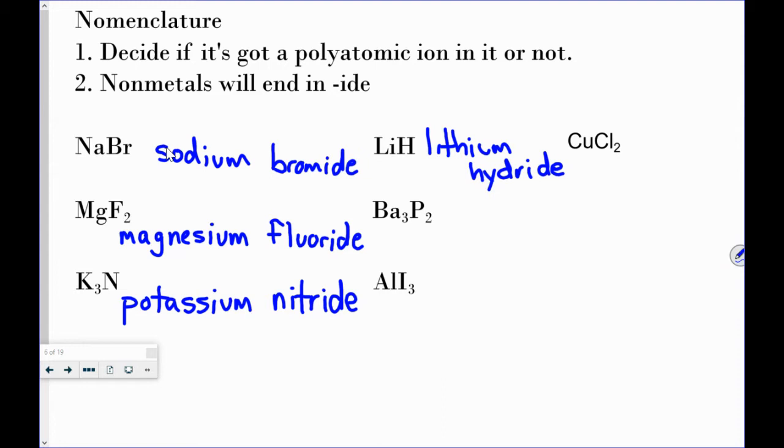Those wondering where the numbers, we don't worry about that when it comes to ionic. We just go barium. Barium's always 2 plus. Got it, check. Phosphorus becomes phosphide. And then the last one, aluminum.